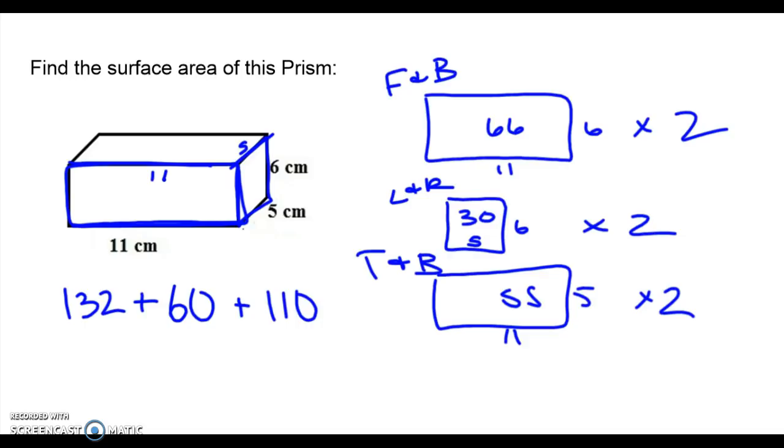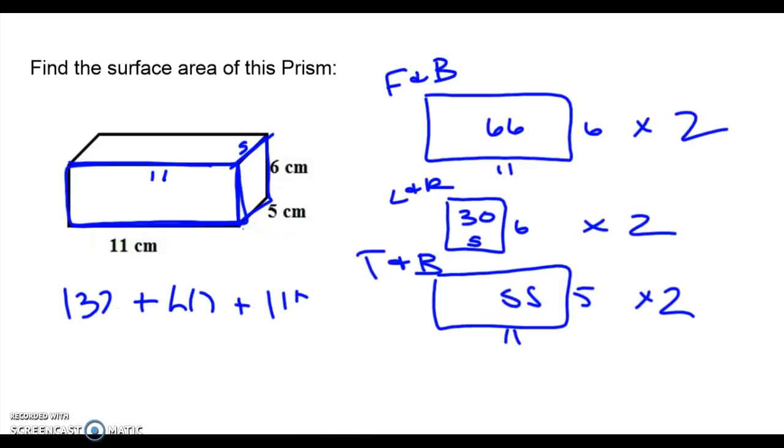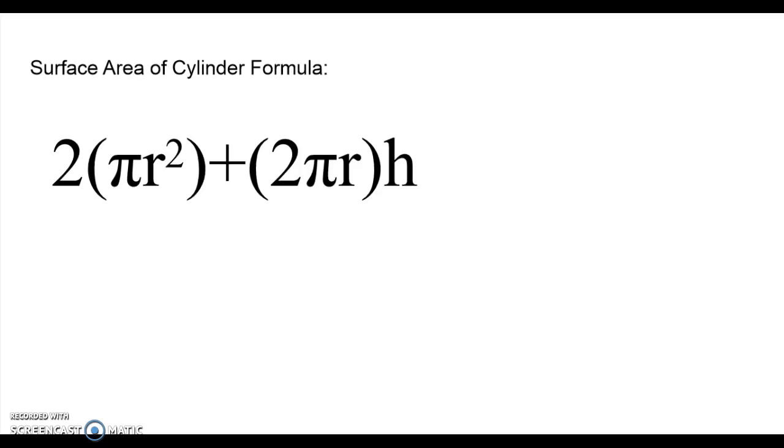And if I add all of those together, I end up with 214 centimeters squared, because we're still talking area. Okay, so we're still trying to find that area for it. And I just realized I messed that up. We had our 60 here and our 110, but our final area should be 302. Sorry for those of you who maybe caught it before I did. Okay, 302 for the surface area. I just added wrong. All right, next one.